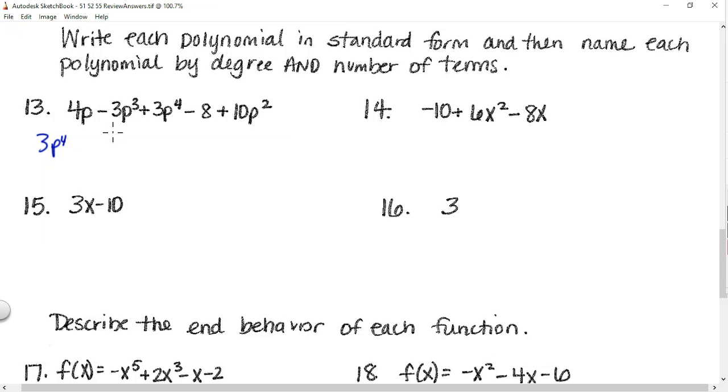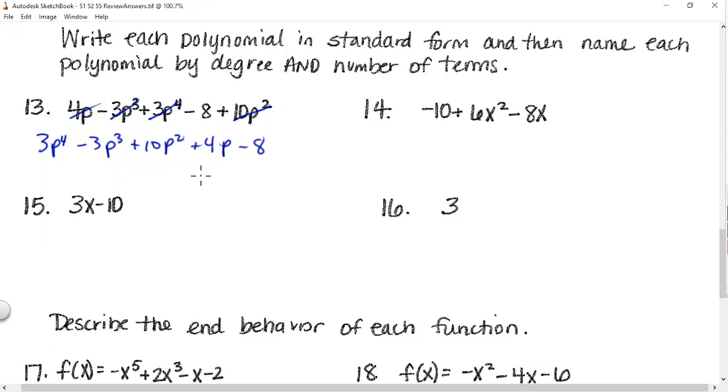And then, well, the next one is this 3. So that's going to be next, minus 3p cubed. And then we can kind of cross these off too as we go, to make it easier to tell what's next. So next we have 10p squared, and then we have plus 4p, and then we have minus 8. So that is standard form.